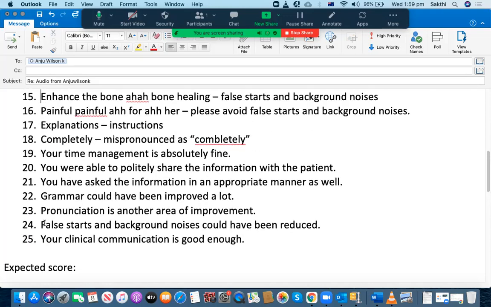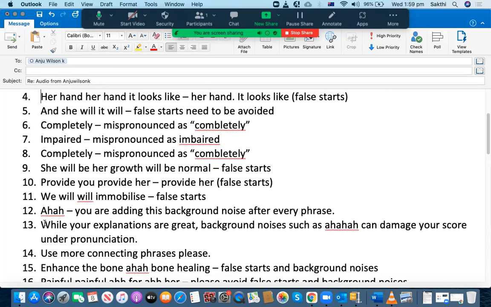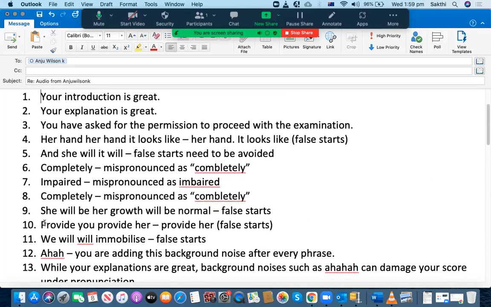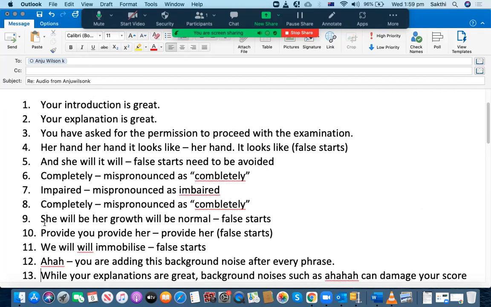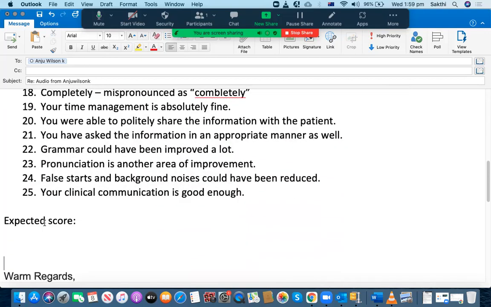According to me, this role play isn't eligible for a B grade, unfortunately. I would be able to give something close to that. I'm happy to give 330 out of 500 for this role play. You were able to perform well in all the other areas. However, the areas of improvement are pronunciation, grammar, false starts and background noises, and to some extent connectivity.